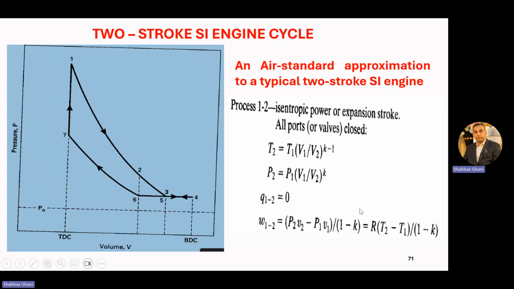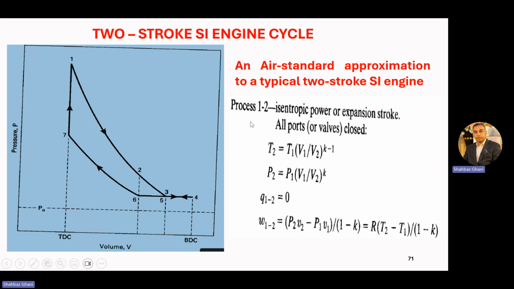Now, up till now, we have studied the 4-stroke cycles: Otto cycle, dual cycle, and diesel cycle. Now, what about 2-stroke? Let's find out the 2-stroke SI engine cycle, an air standard approximation to a typical 2-stroke SI engine. Now, let's see the figure. On the x-axis, we have volume, and on the y-axis, we have pressure. We have TDC, BDC, and P0, the atmospheric pressure.